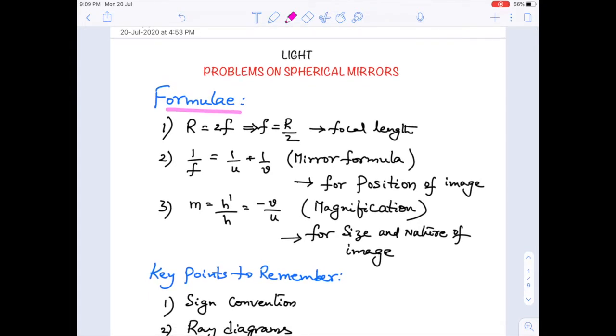Number one, you have focal length. So, R is equal to 2f, from which you can find out focal length. Then you have the mirror formula 1 by f is equal to 1 by u plus 1 by v, which I derived in my last video, which helps to identify the position of the image. Then you have magnification, m is equal to h dash by h is equal to minus v by u, which helps to understand the size and nature of the image.